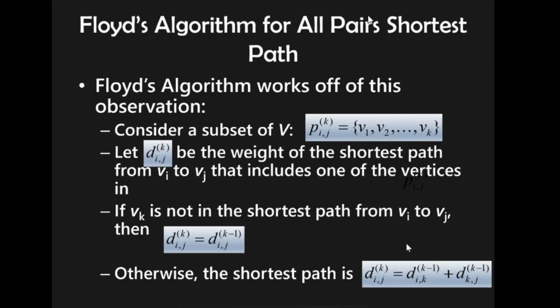Let's suppose the node Vk is not in the shortest path from node i to node j, then the distance from i to j will be equal to the previous iteration's distance from i to j. Otherwise, if node k is in the shortest path, then the shortest path from i to j is equal to the (k minus 1)th iteration distance from i to k plus the distance from node k to node j in the previous iteration.